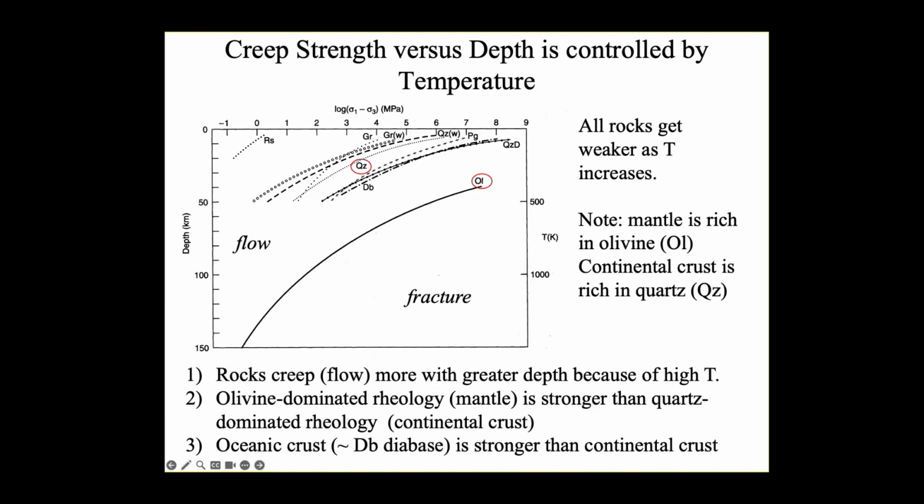So we can take from this that rocks will creep or flow more with greater depth because of higher temperature. That an olivine-dominated rheology mantle is stronger than a quartz-dominated rheology, the continental crust. And the oceanic crust, which doesn't have any olivine or quartz in it, is kind of intermediate. That diabase curve is a pretty good equivalent of oceanic crust. So continental crust would be weaker than oceanic crust, would be weaker than the mantle.